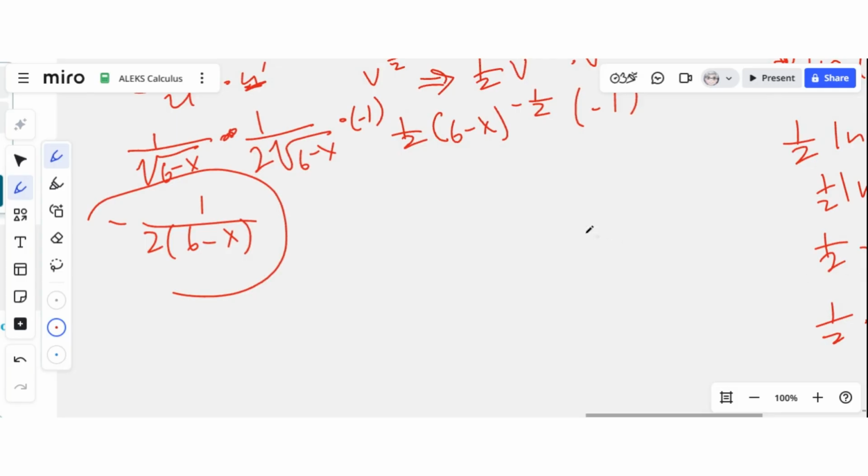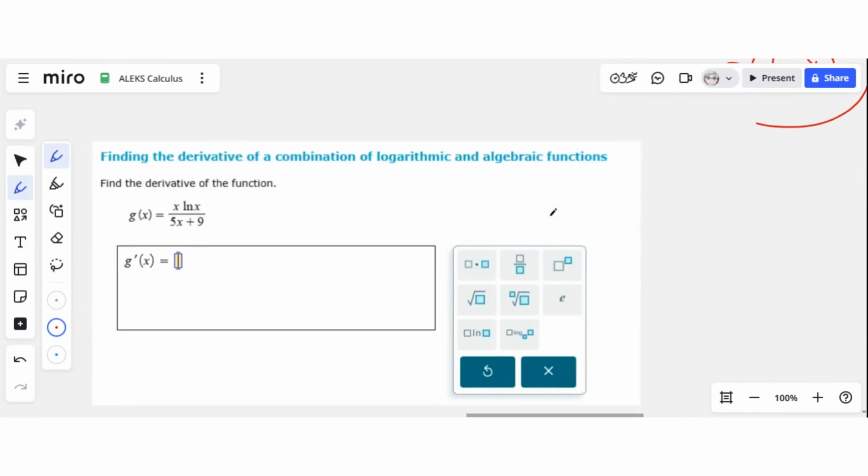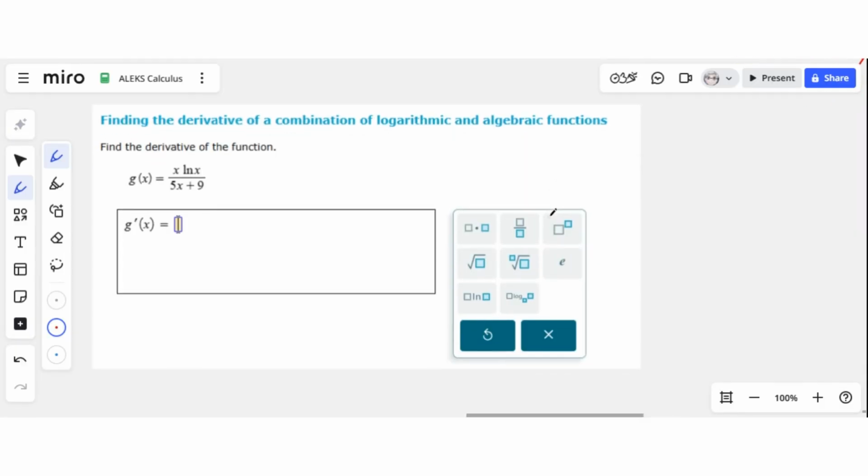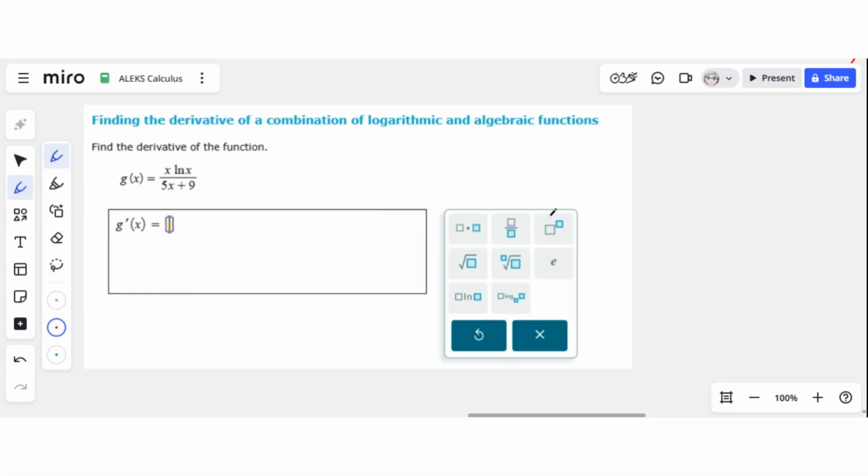All right, we're going to try one more. These are long and difficult, but we're going to try them. Here we've got x times the natural log of x over 5x plus 9. And probably the way to do this is with the quotient rule. I don't really see an alternative for this. So I remember the quotient rule by that silly little rhyme, low d high minus high d low over low squared.